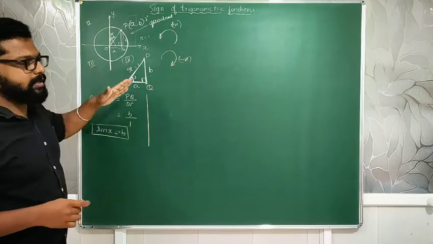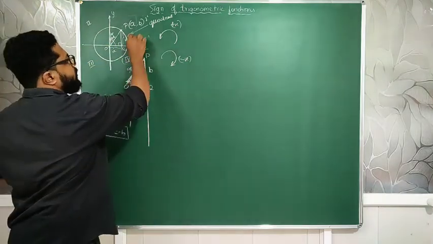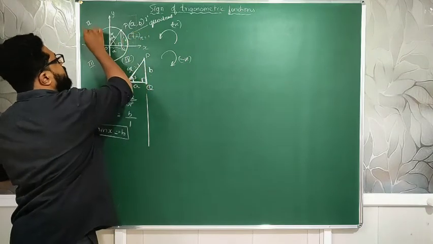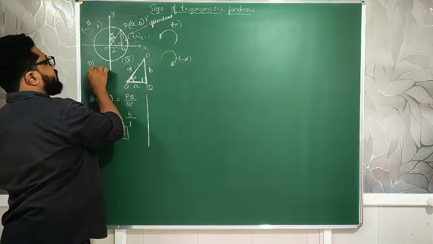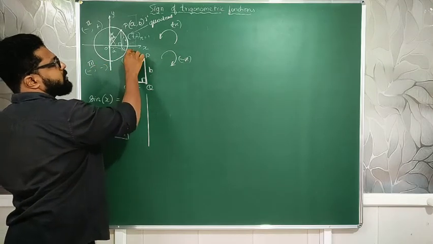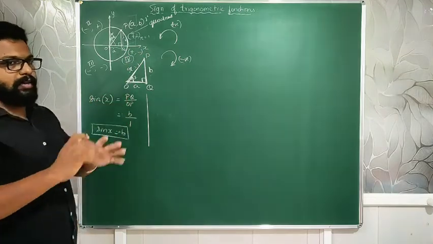You all know the corresponding x and y values in their positions. The x and y values are positive and positive here, negative and positive here, negative and negative here, and positive and negative here. So keep that in mind.